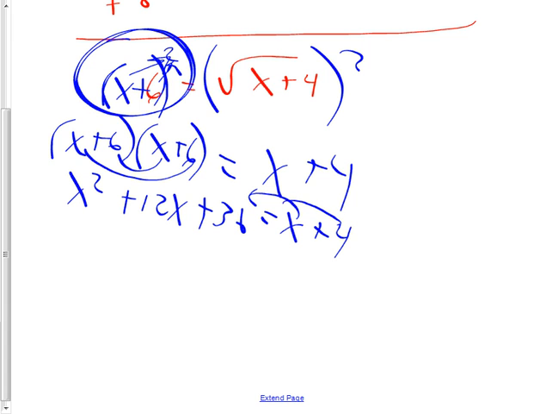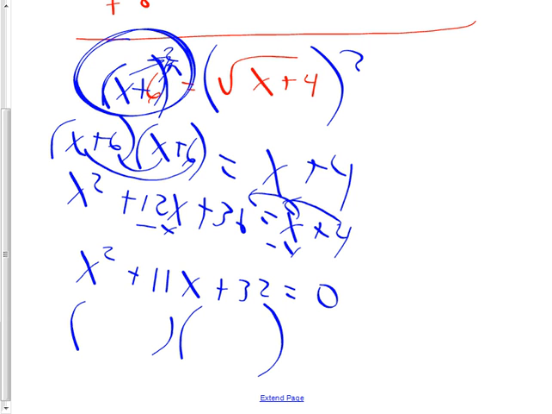So this needs to come over, this needs to come over. And then I'd have x squared. When I take away x from both sides, I'll have plus 11x. And then the 4 gets taken away, and I get plus 32. And then we usually make them so they factor. And then you'll have 2 answers.